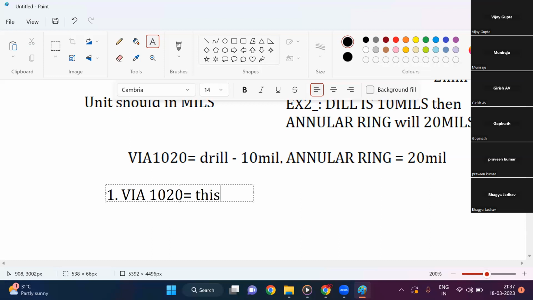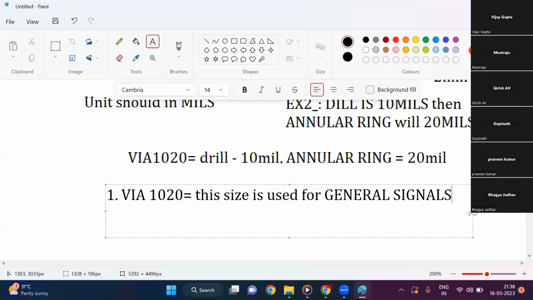This size is used for general signals, where we have current and voltage in milliamps and millivolts. So via 1020 we are using for general signals. Guys, again, another via we have is via 1224.